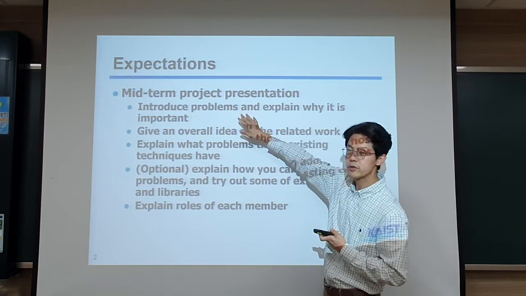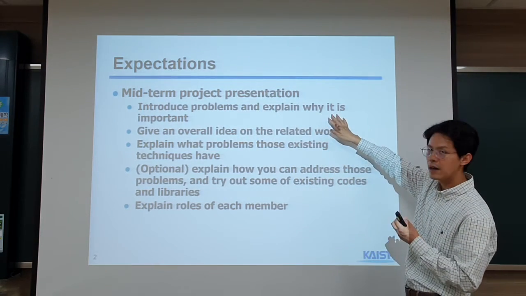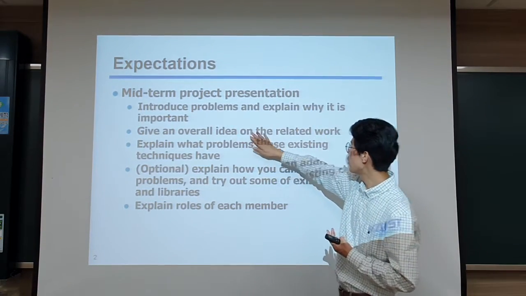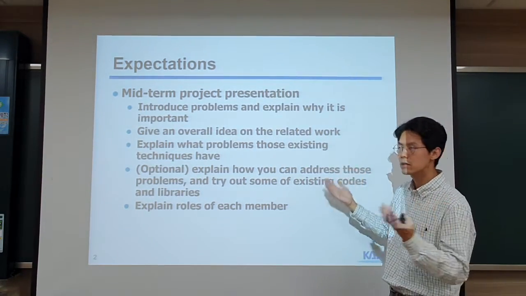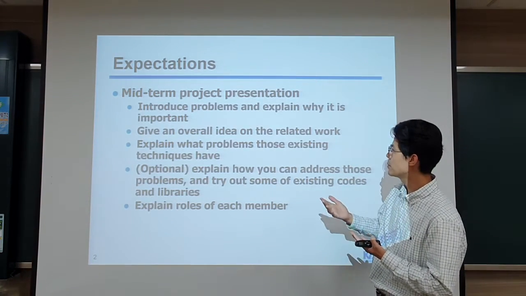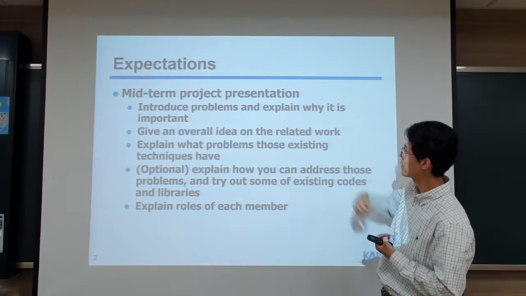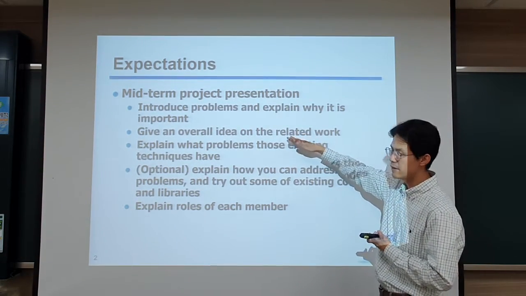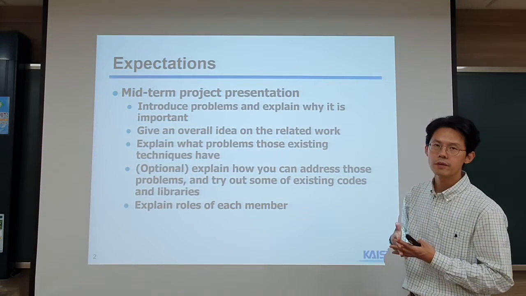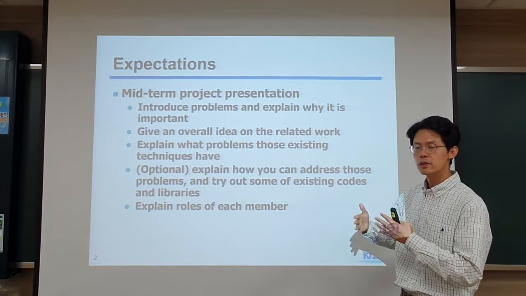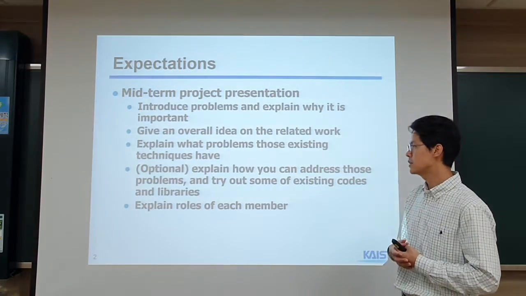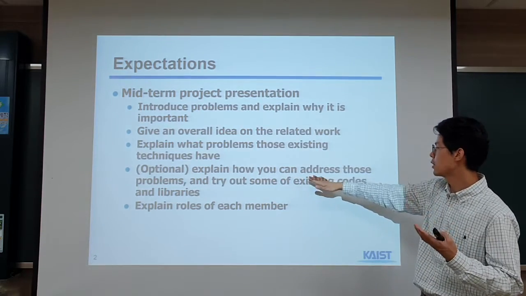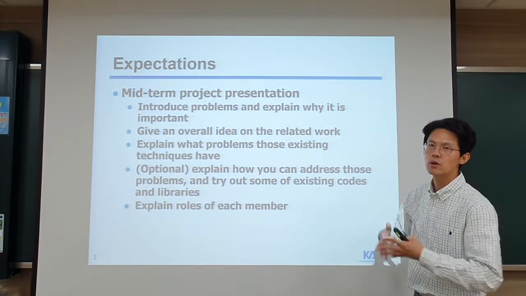In your talk for the midterm project presentation, you need to introduce the problem and explain why the problem is important to us. And then you need to give an overall idea of the related works. We don't know much about the problem, so I wish you could give us ample background on the related work. And then what are the existing problems that these prior techniques have? Once you identify the problems of the existing techniques, they lead you to come up with a novel idea, right? Also, in the midterm project presentation, you can explain how you can address those problems. In other words, you can also talk about your own idea.